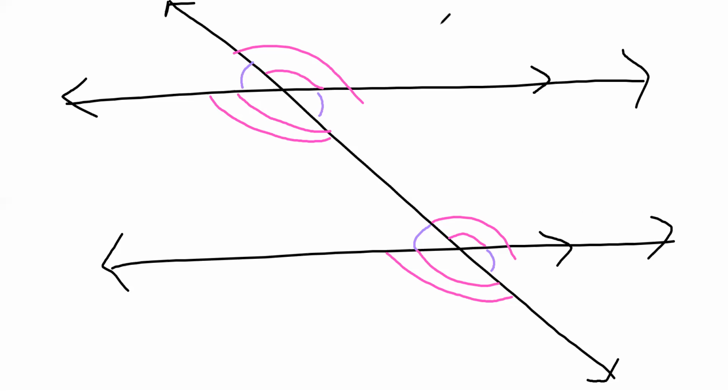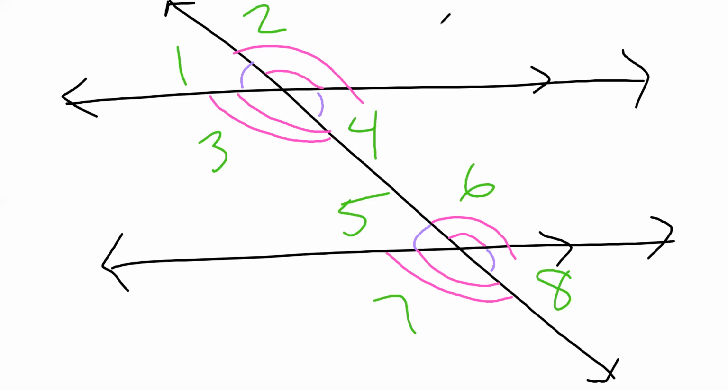All right, so let's go ahead and label these 1, 2, 3, 4, 5, 6, 7, 8. A couple of things I'm going to talk about. First of all, we can notice our vertical angles. We have 1 and 4, 5 and 8 are vertical angles that are all the same measurement. We also have 2 and 3, 7 and 6. Those are vertical angles as well. So 7 and 6 are vertical angles, 2 and 3 are vertical angles, 1 and 4, and 5 and 8.